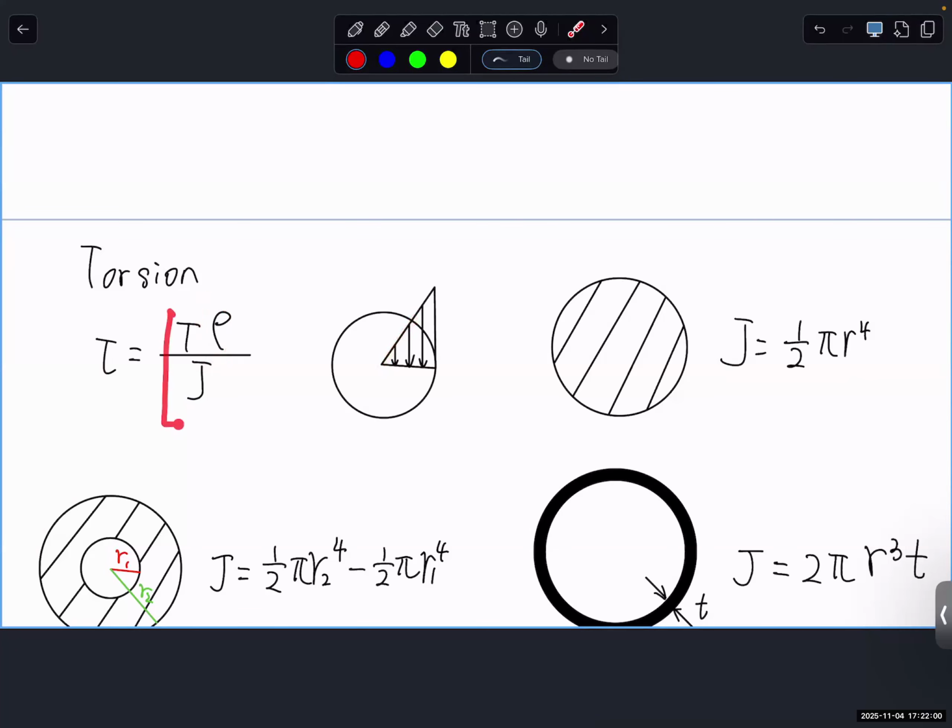So again, when you see this equation, you can see that, let's say, torque is constant on the cross section, polar moment of inertia, of course, is constant on the cross section. Then the shear stress on that cross section really depends on the distance. So basically, it means that it's zero at center, linearly increases to the outer surface. Outer surface has the largest rho here, so it has the largest shear stress.